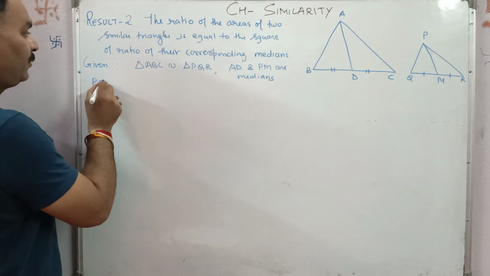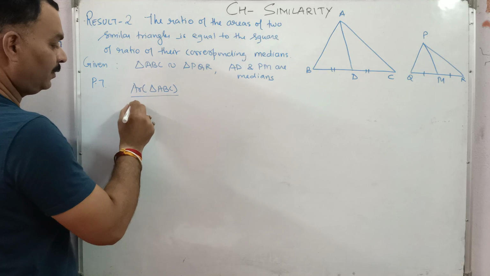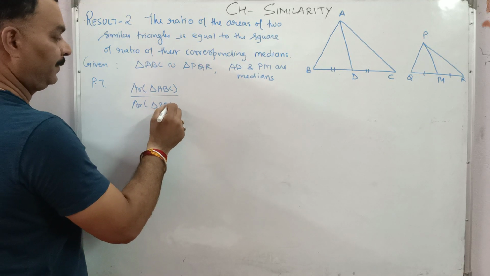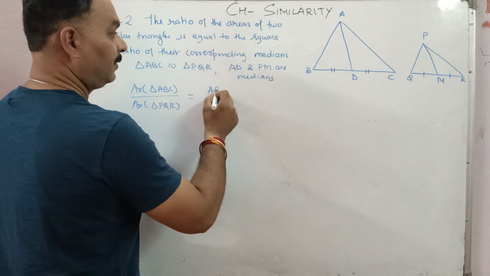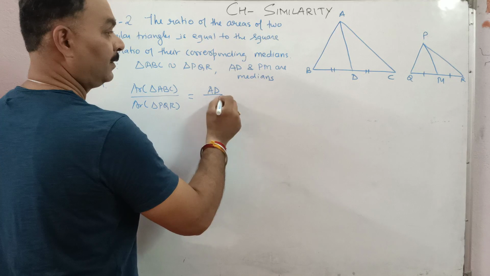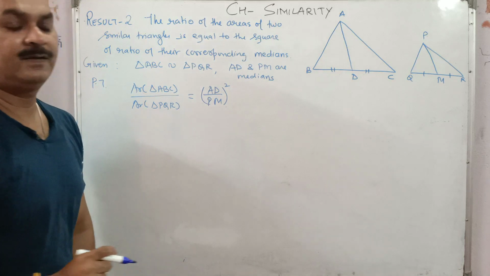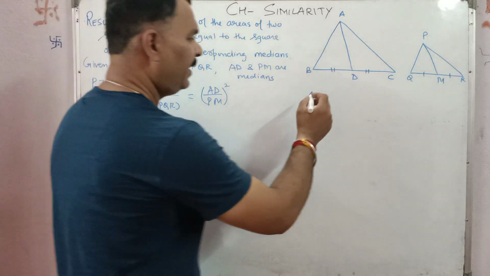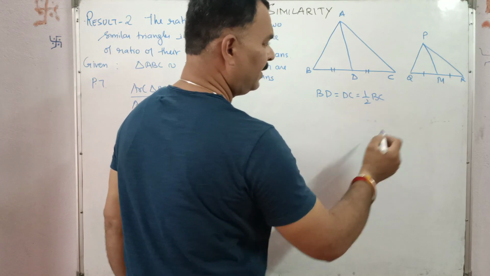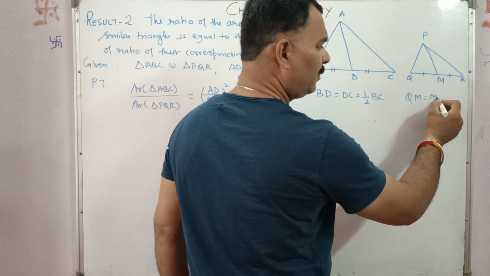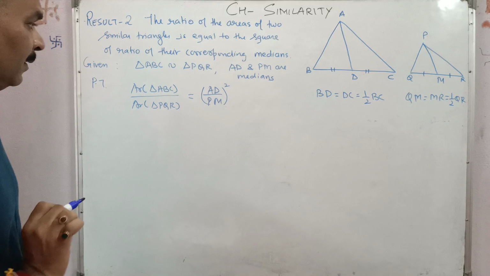Now what we need to prove? We need to prove that the ratio of their areas, the area of triangle ABC to the area of triangle PQR, is equal to the square of the ratio of their corresponding medians, that is AD upon PM whole square. Now from here we can write that BD is equal to DC is equal to half of BC. Similarly, QM is equal to MR is equal to half of QR. Isn't it?